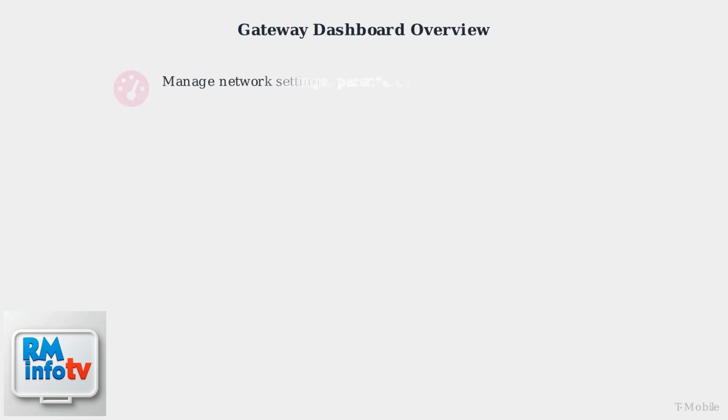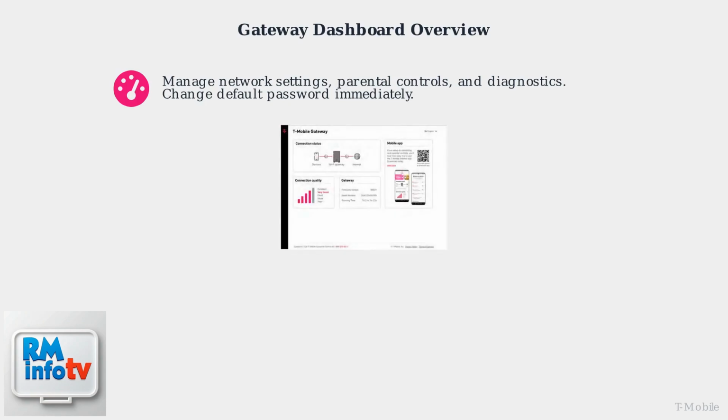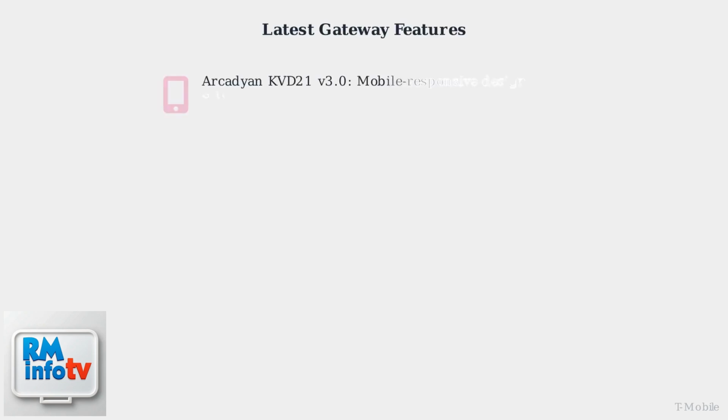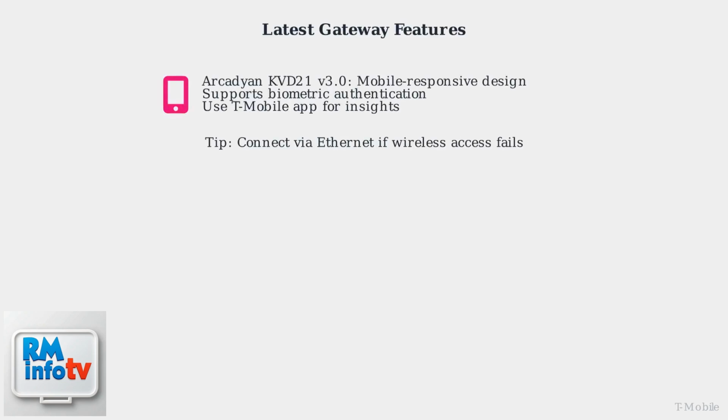Once logged in, explore the dashboard to configure network settings, parental controls, and run diagnostics. Always change the default password immediately for security. The latest gateways, like the Arcadian KVD21 v3.0, feature mobile responsive designs and biometric authentication. The T-Mobile app provides key performance insights. If wireless access fails, connect via Ethernet.